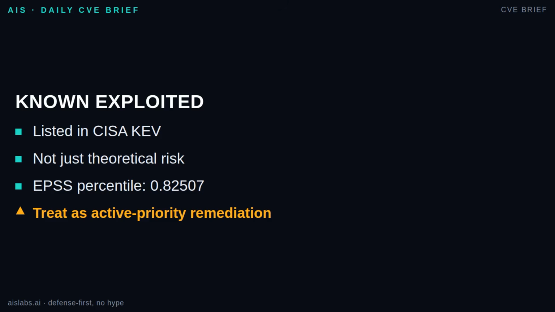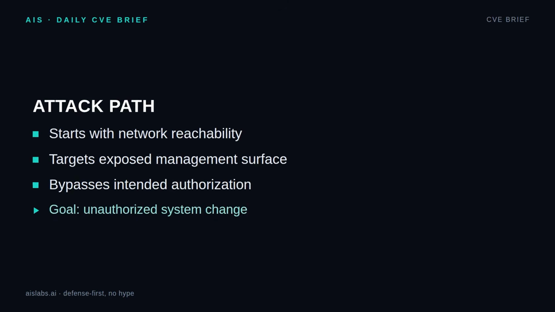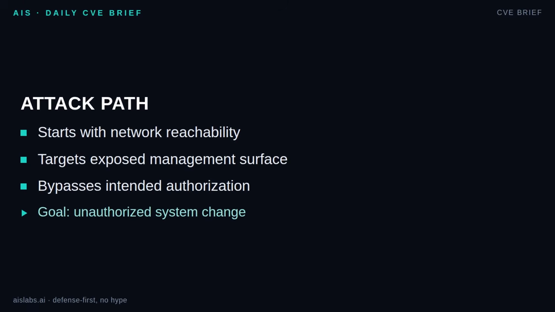The business risk is unauthorized change to UniFi OS systems. Depending on how a device is used in an environment, unauthorized changes can affect administration, network behavior, security posture, and trust in configuration state. Conceptually, the path starts with reachability.